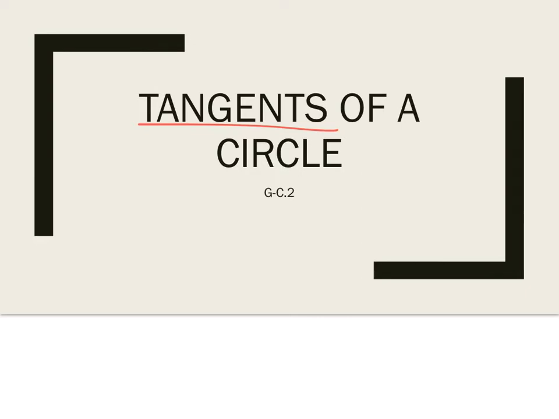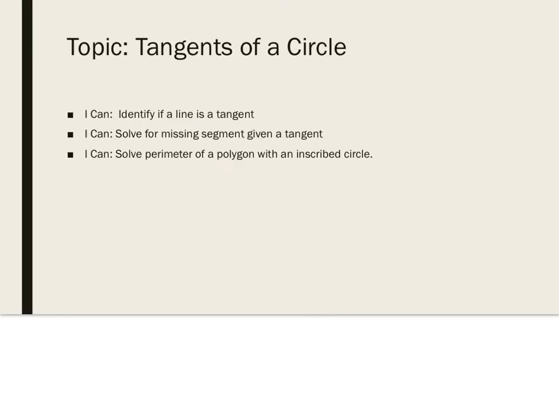Let's read our I can statements. Okay, please write all three of these down. I'll quickly talk through them while you're writing. You want to be able to identify if a line is a tangent line. There's a real easy way to do that. You'll see in the pictures. You want to be able to solve for any missing segment lengths given a tangent line. There's a typical picture again that will always show up.